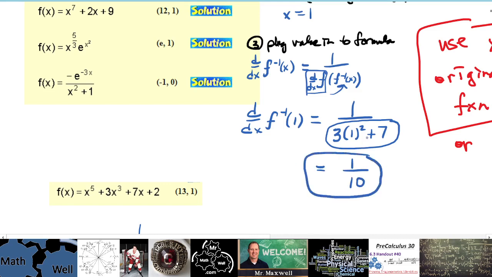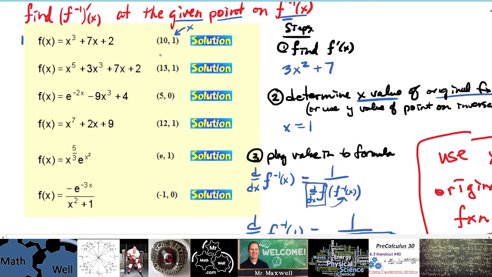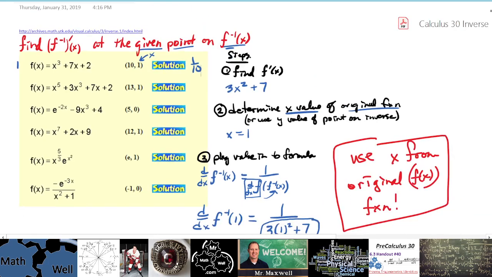Okay, so the slope of the tangent line, or the value of the derivative of the inverse function at this point, (10, 1), is 1/10. Okay, 1 over 10. So these steps, hope you have these steps. They're very simple, but what you do want to remember is this, which I have in red: use x from the original function only.